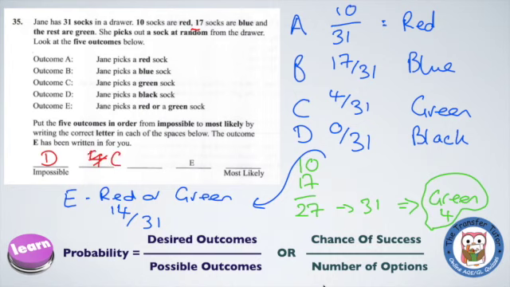Then we've got the next one. We've got the A, which is a 10. We've got the E, which is a 14, which is already done for us here, so that's right, and that's a bit of comfort that we know we're doing the right thing. And then finally the B, which is the most likely scenario because it has 17 out of 31.